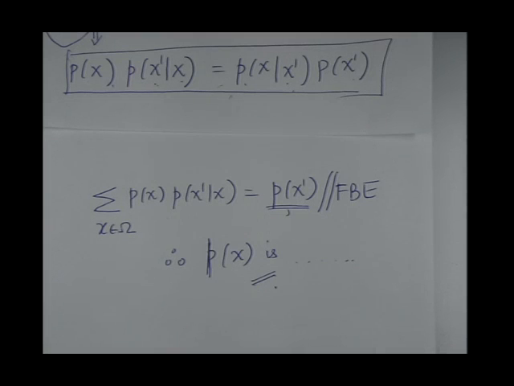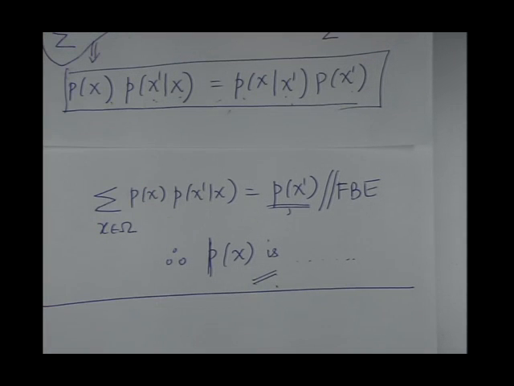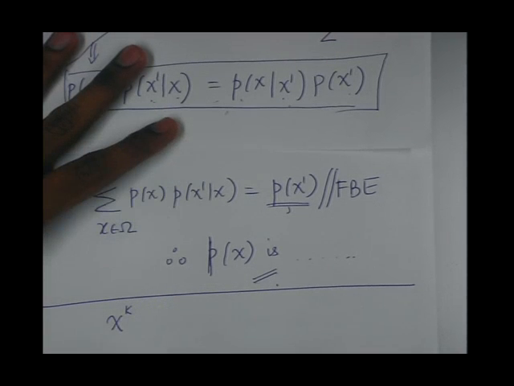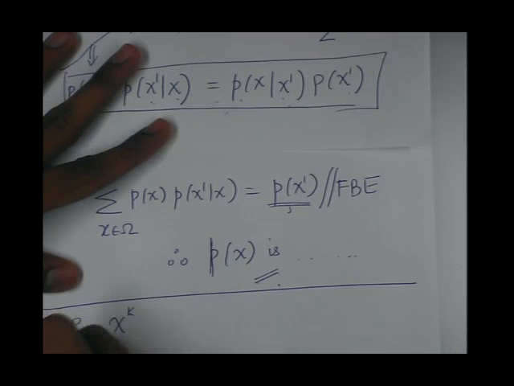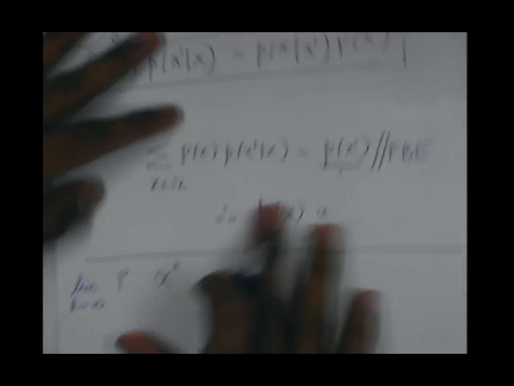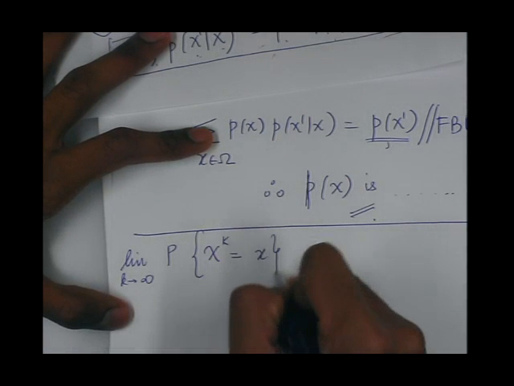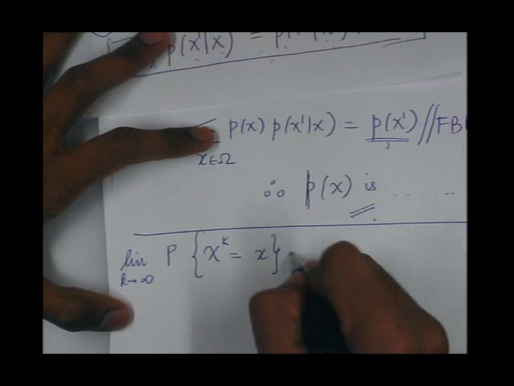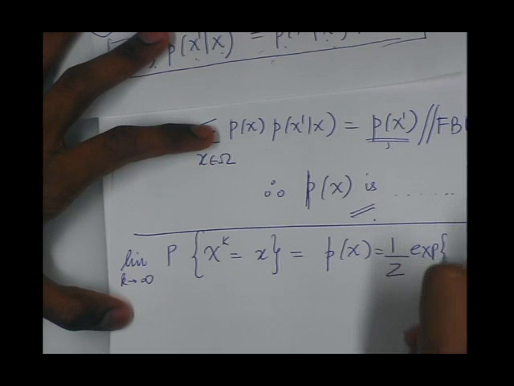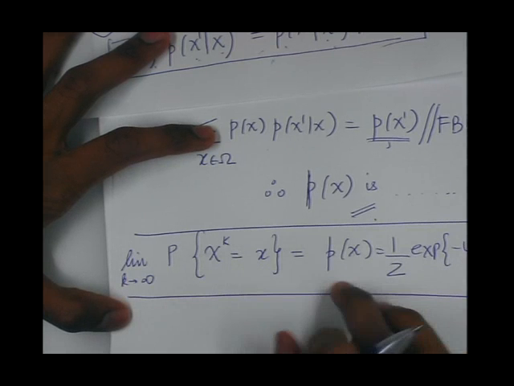Alright? So just to summarize, what we really proved here is that the sequence of states produced by our algorithm is such that in the limit that k goes to infinity, the probability that the random variable is equal to some x is simply equal to p of x, which is 1 over z times exponential of minus u. This is essentially what we do, because this is a stationary distribution for the Markov chain.